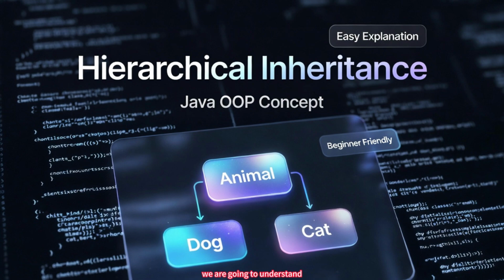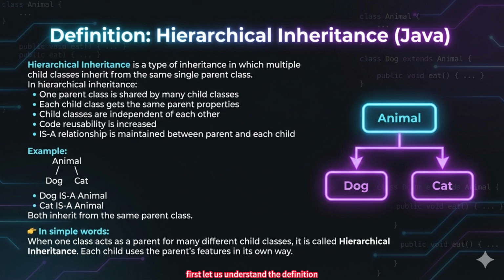In this video, we are going to understand an important concept of Java OOP, which is hierarchical inheritance. Don't worry if you are a beginner, I will explain everything step by step in very simple language. First, let us understand the definition. Hierarchical inheritance is a type of inheritance in which multiple child classes inherit from the same single parent class. That means, one parent class is shared by more than one child class.